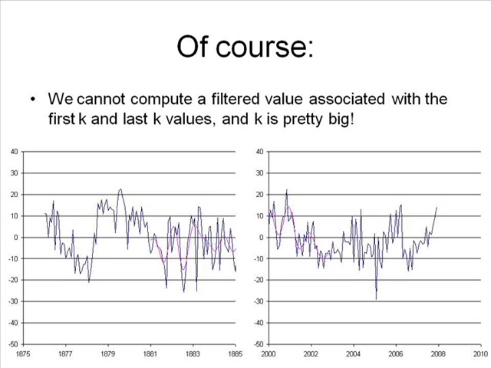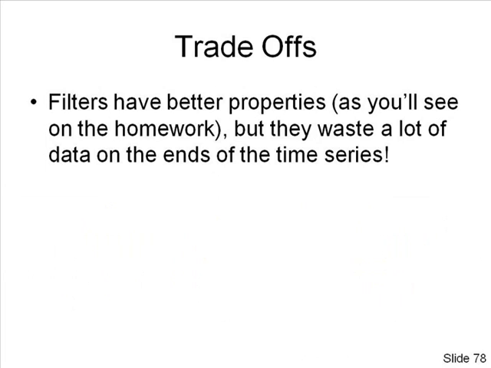Filters, as you're going to see in the Properties of Filters lecture, have much better properties than something as simple as a running mean. Their behavior is more predictable. They are going to be useful for certain purposes that a running mean is not, but they are going to waste a lot more data. You have to have a lot of data to work with at the beginning and the end of the time series because you're going to lose so much off the beginning and the end of the time series.